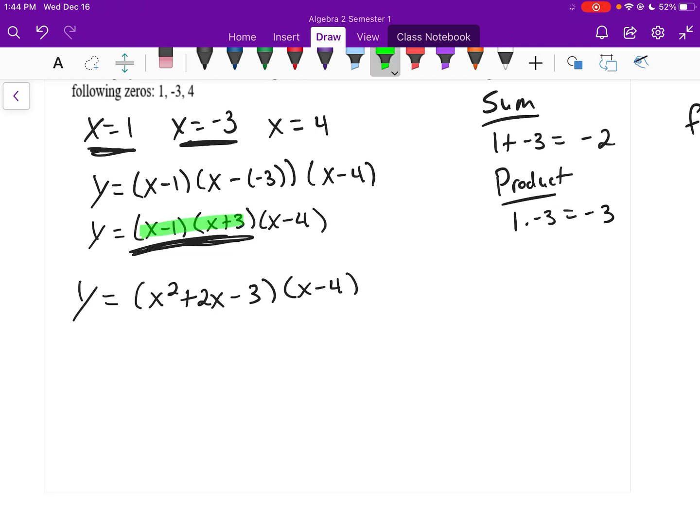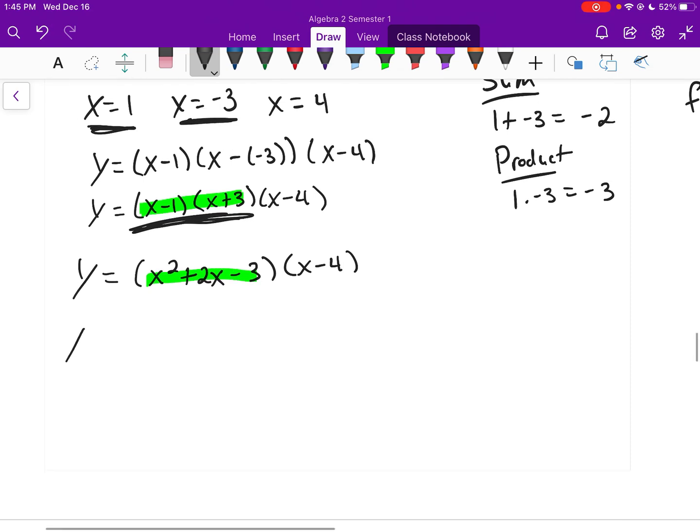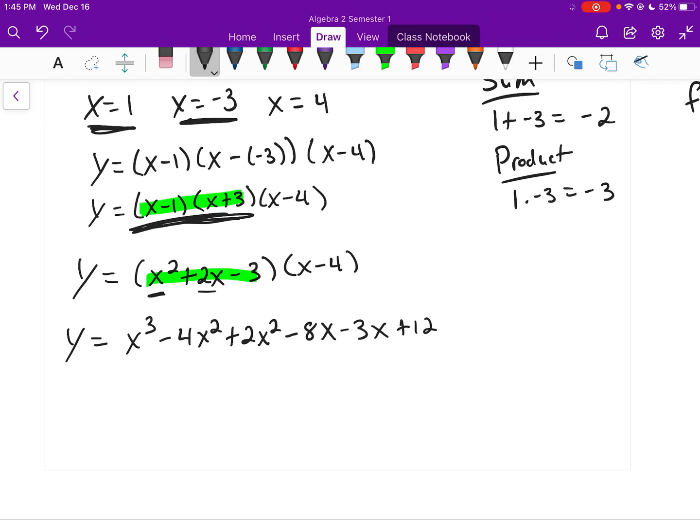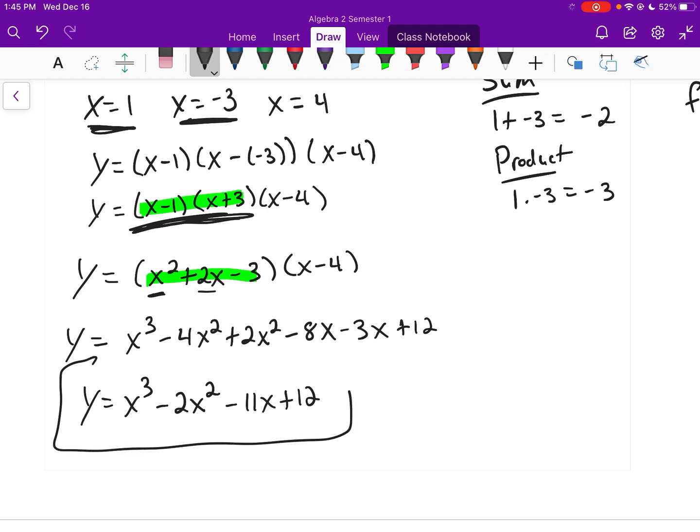So basically what it comes down to, if we were to multiply that out, that is what you would get. Okay, finally, we still need to multiply that trinomial times the binomial. So x squared times x, we will get x cubed minus 4x squared. Okay, done with the x squared. Taking the 2x now, plus 2x squared minus 8x minus 3x plus 12. Combining like terms then, x cubed minus 2x squared minus 11x plus 12.